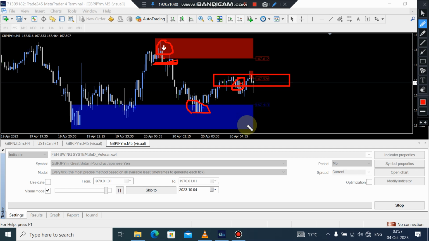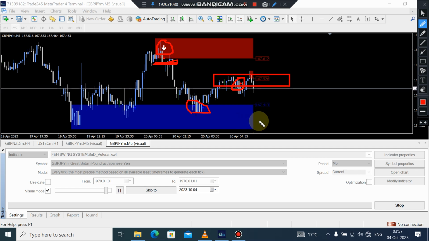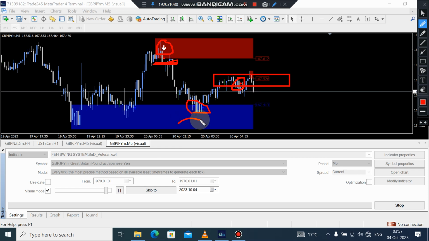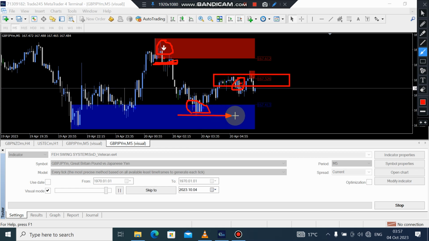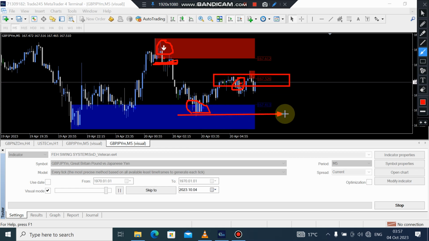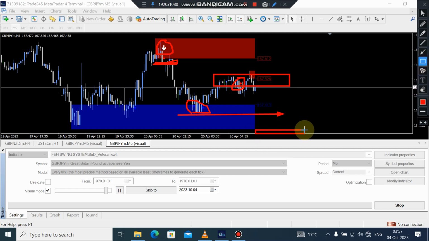So your take profit will be anywhere just below this low. Let me do it like this. I'm backtesting it on a strategy tester, as you can see. Below this low here, maybe somewhere around here, that is where your take profit will be.